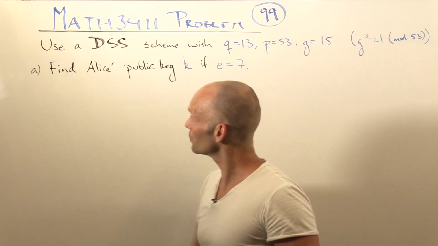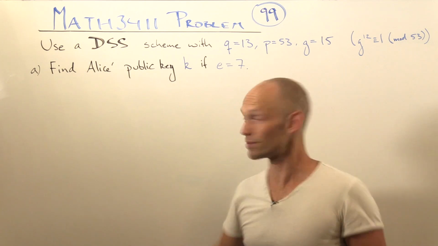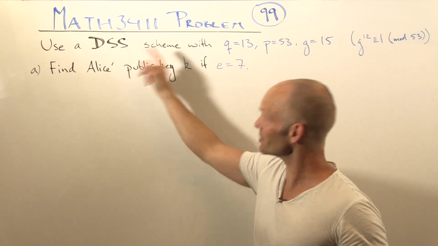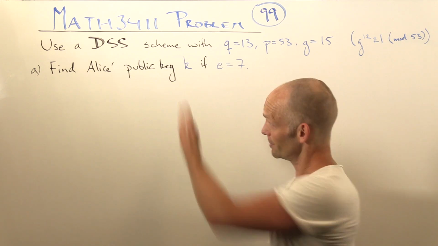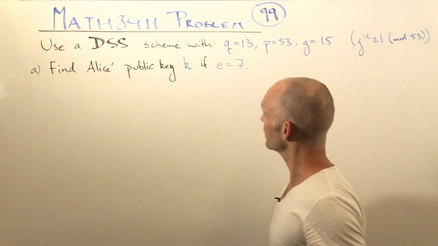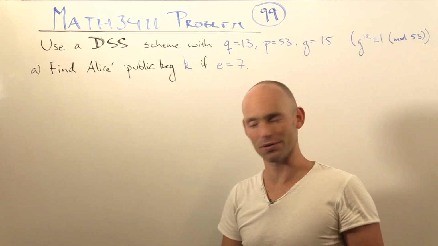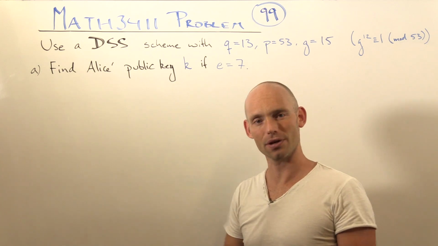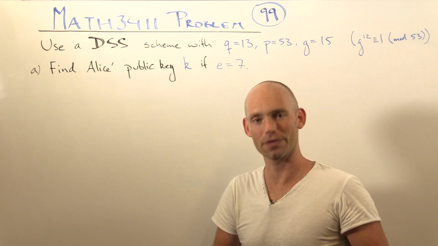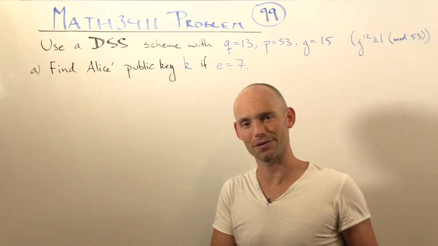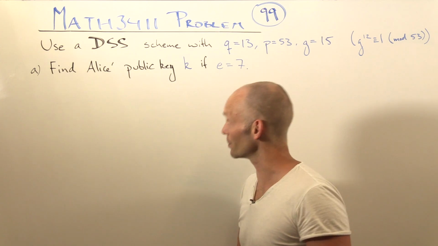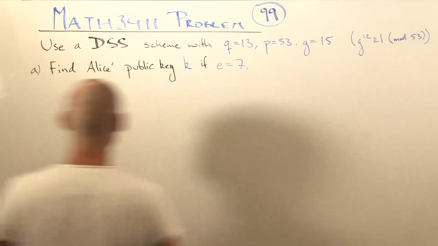In this problem, we have to look at a digital signature scheme. So this common one here, DSS. And here we've got Alice, who wants to send messages and sign her messages in such a way that we can be sure, or fairly sure, that the messages are actually coming from her.